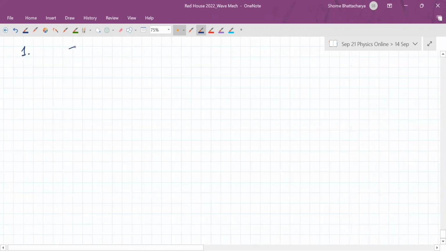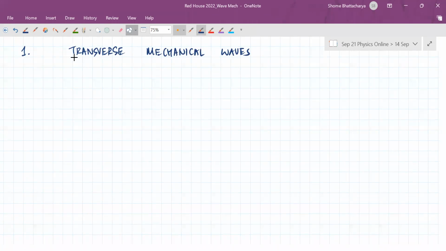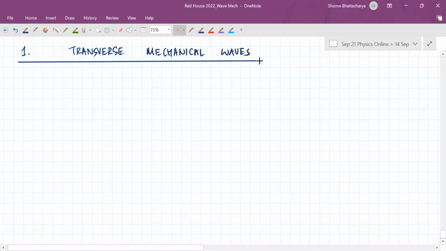So the first chapter in this will be transverse mechanical waves. And in this also, our study is going to be limited mathematically.